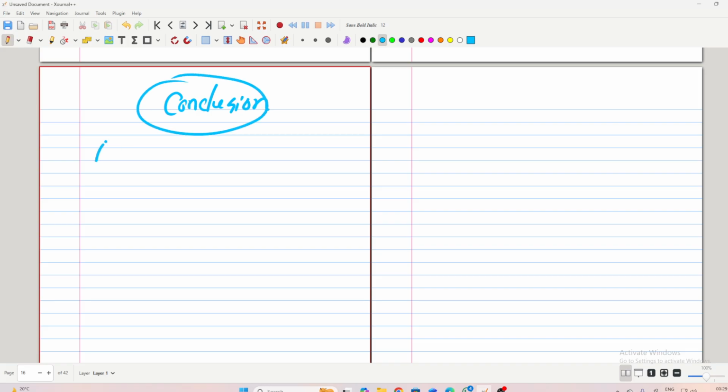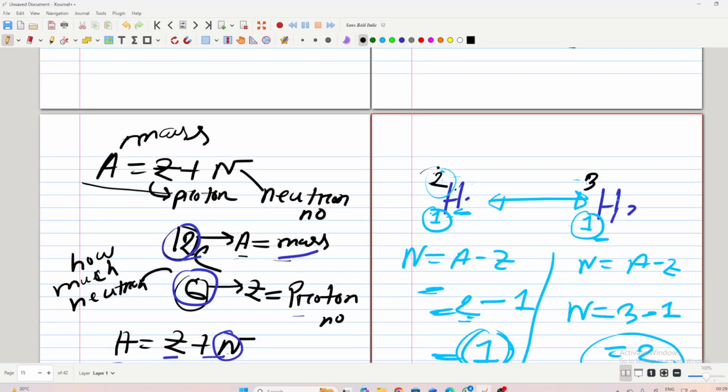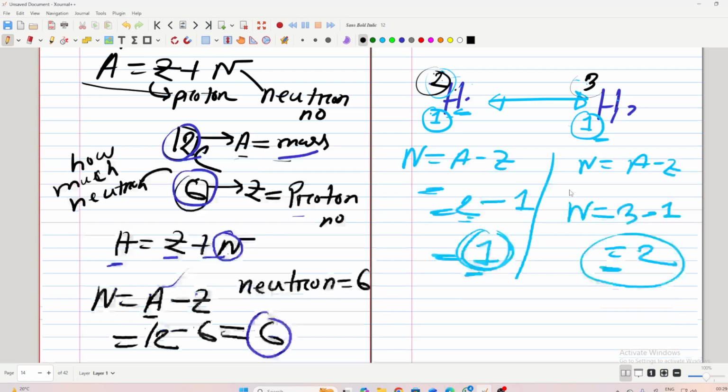What is the conclusion? In an isotope, the proton number is always the same, but if you see this hydrogen has mass 2, this hydrogen 3, that means the mass is different. So two isotopes have the same number of protons but different mass numbers.